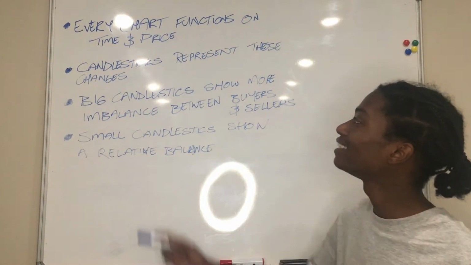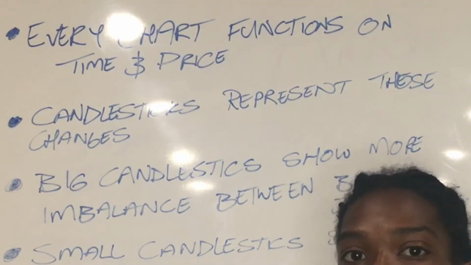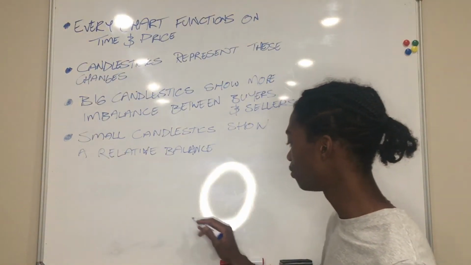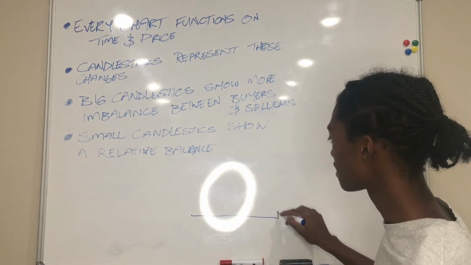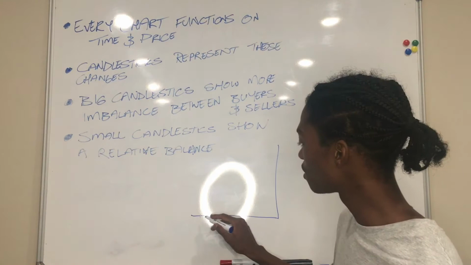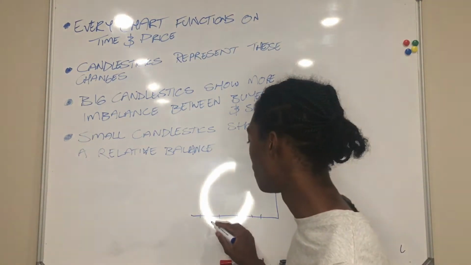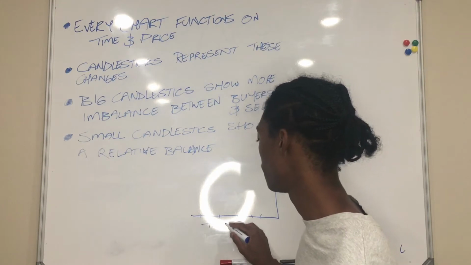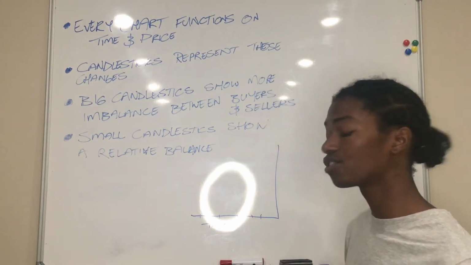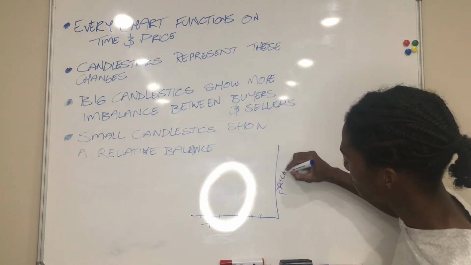The first point is that every chart functions on time and price. Now to actually draw that in for you guys, we have an x-axis and a y-axis. At the bottom of every chart you will see obviously dates and all of those things. That is essentially our time. So remember, we said every chart functions on time and obviously our price.